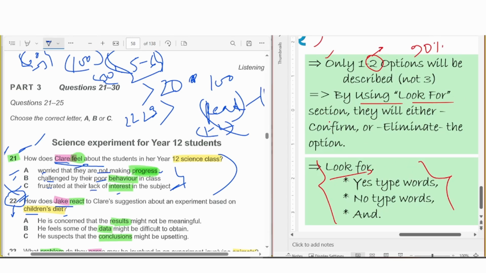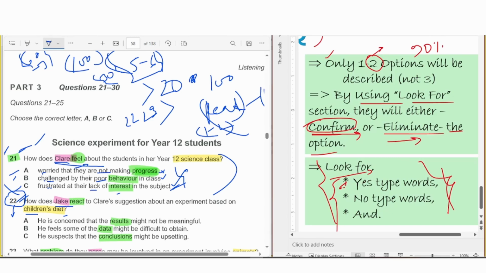Now by using look for, we're going to look at it by using look for. See, in the look for options section, they will either confirm or eliminate the option. So that's why we are facing a problem, because they describe the option, we understand that, okay, now they are talking about this, now they are talking about this, or now they are talking about this option. We can understand that. But the problem is when they confirm or when they eliminate, we don't understand that, because they just confirm or eliminate with simple things, with these three types of words.